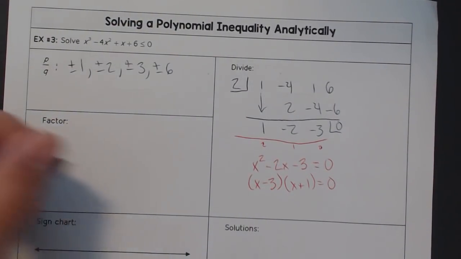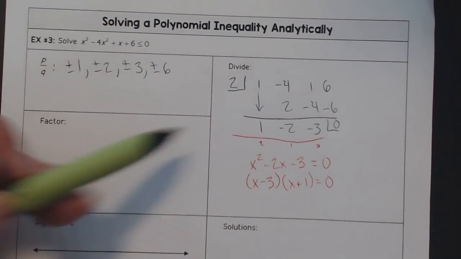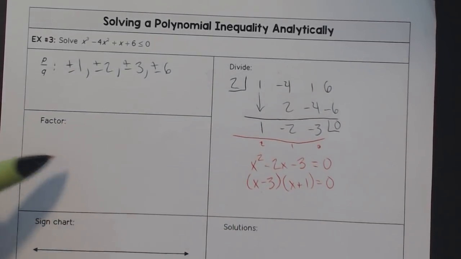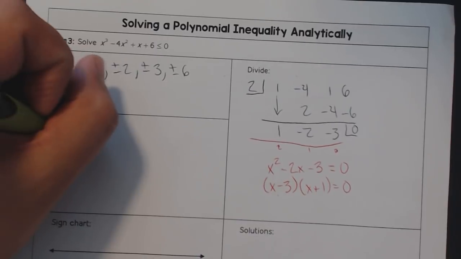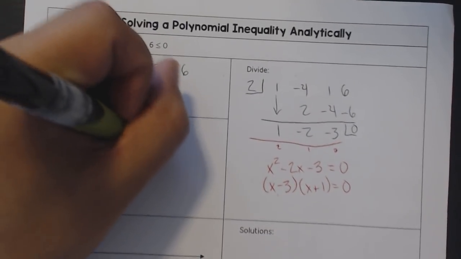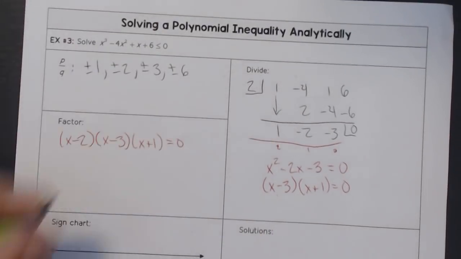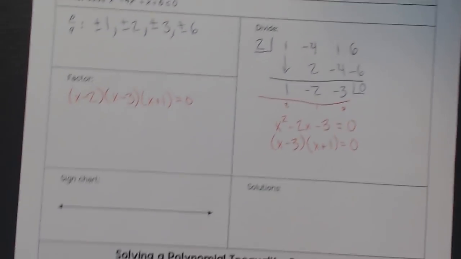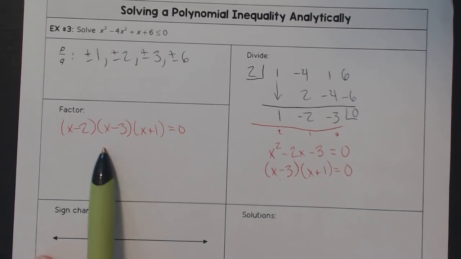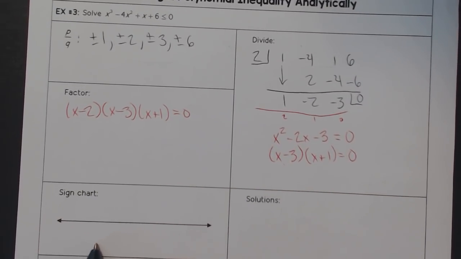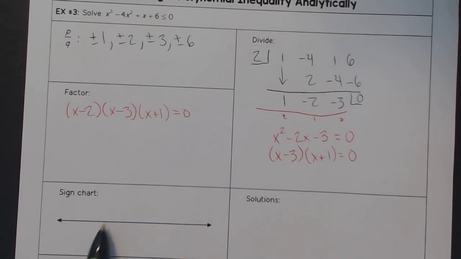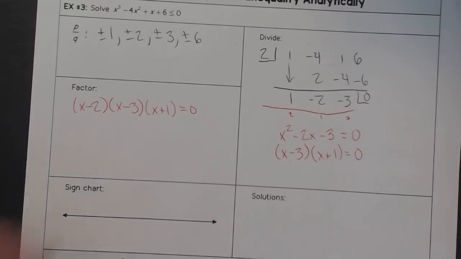And what we found out is that with these two factors, along with the 2 being a 0, we can write it in factored form as x minus 2 times x minus 3 times x plus 1, and that's equal to 0. And again, we're not really worried about the exact zeros just yet. What we're going to do here is figure out what all the values give us less than or equal to 0. So we're going to do a sign chart.